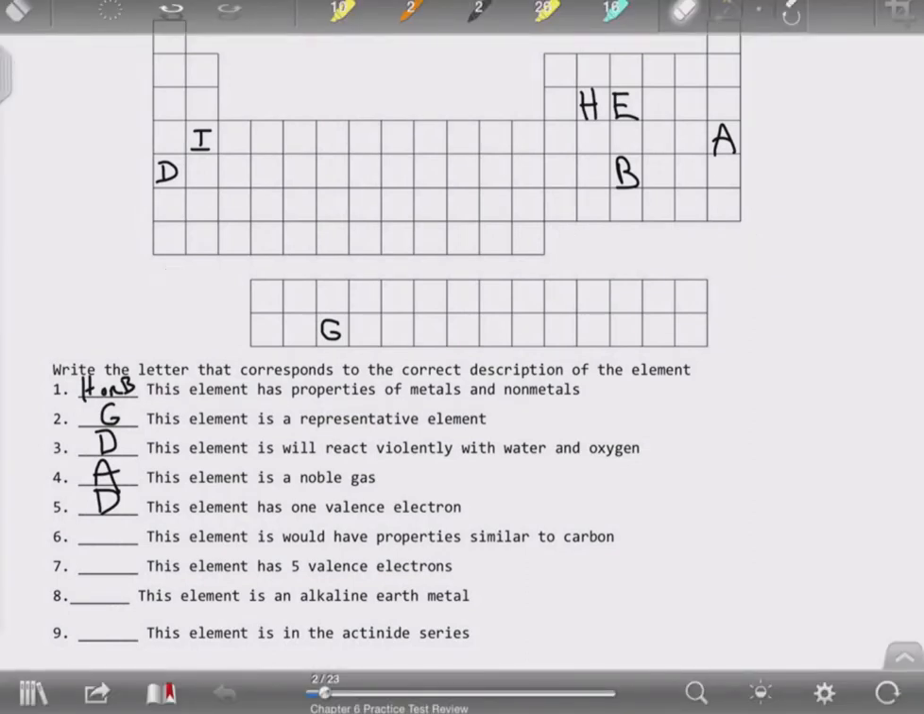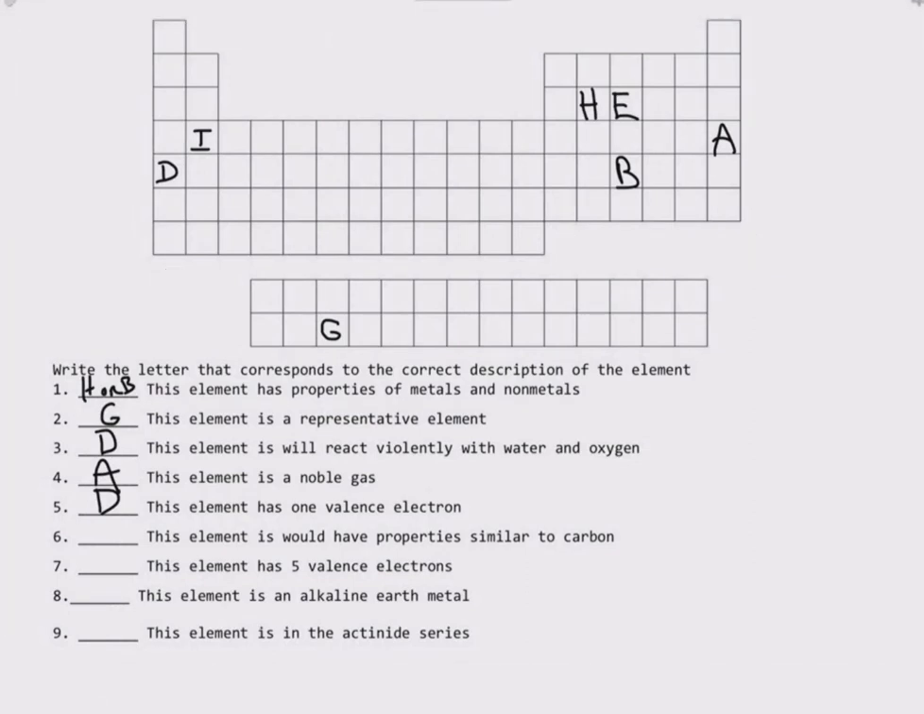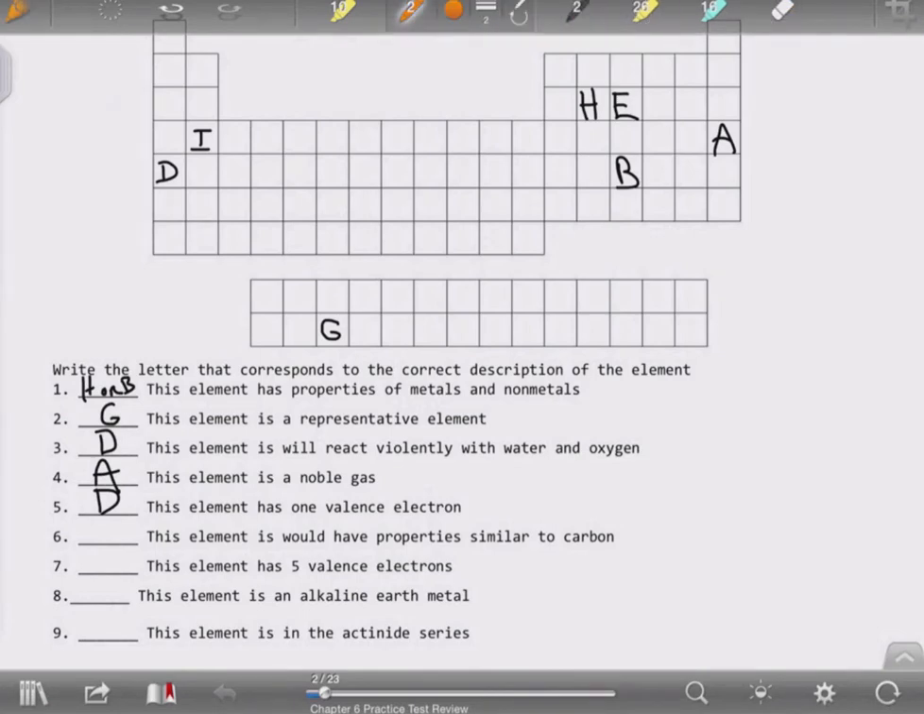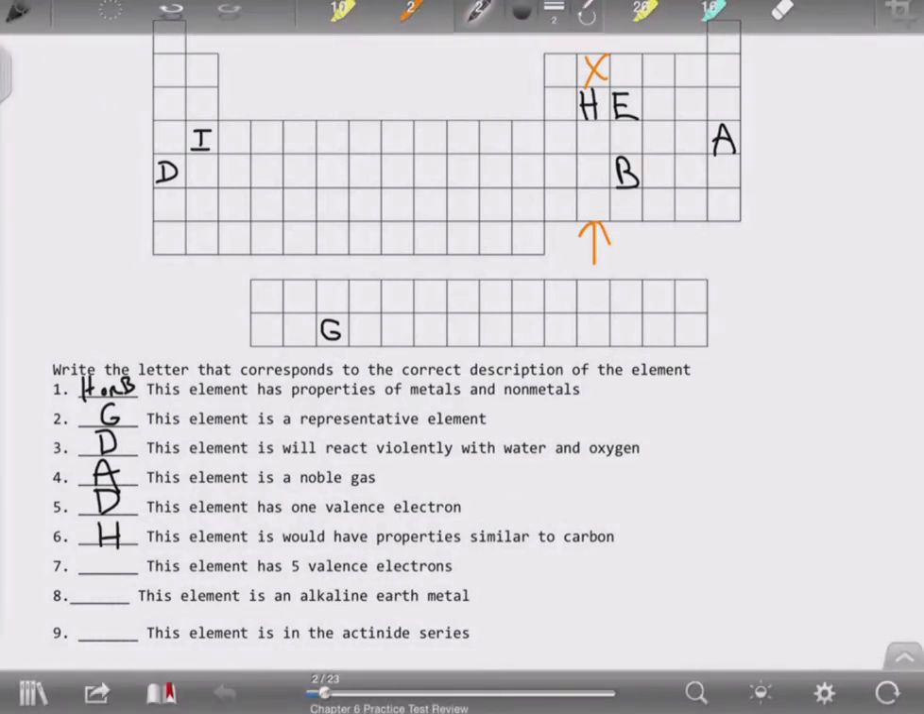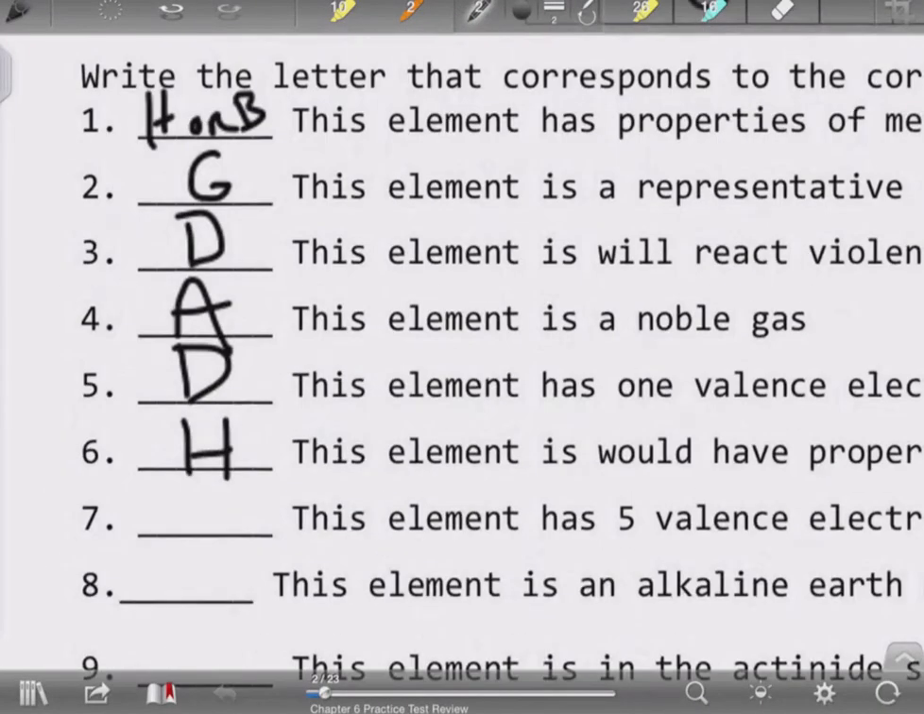Properties similar to carbon. Well, carbon would be right here in the periodic table. So the element with properties similar to carbon would have to be in that same group, which would be H. Five valence electrons means that you have an element that's in group 15, and this is group 13, 14, and 15. So for this one, either E or B would be correct.